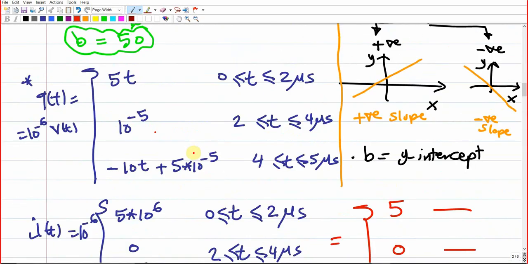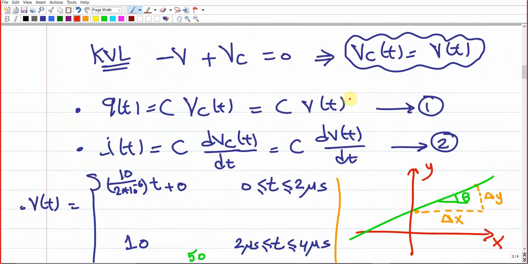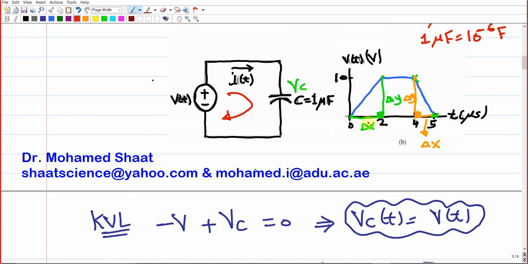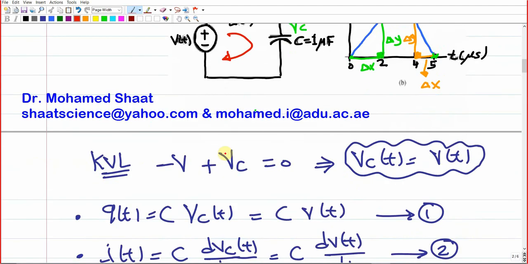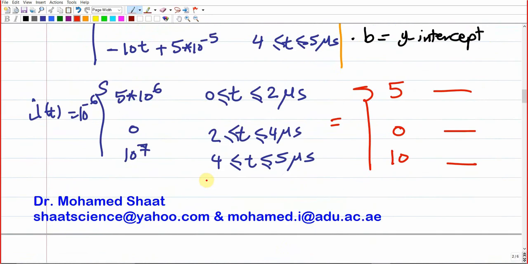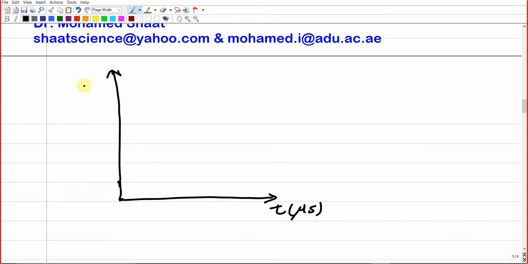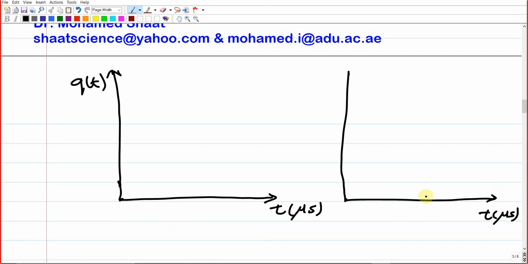The first step: your objective is just to plug in data values for the time. In the graph that is given up there, we do have time periods. We do have 0, 2, 4, and 5. So we're going to substitute with the same values here. For example, this is the graph for the Q. This is the time in microseconds, and this is Q of t. And this is going to be the graph for the current, where this is the time in microseconds, and this is the current I of t in terms of amperes. And this should be columns, right?